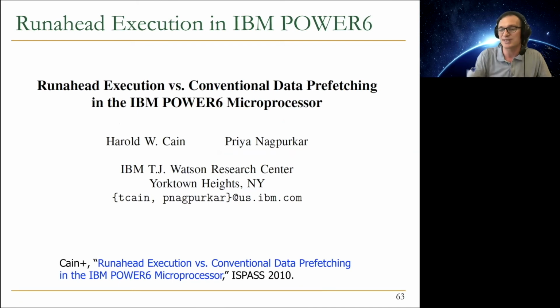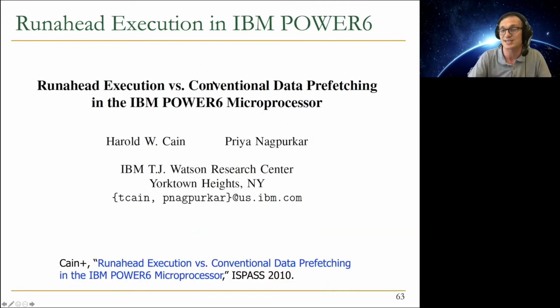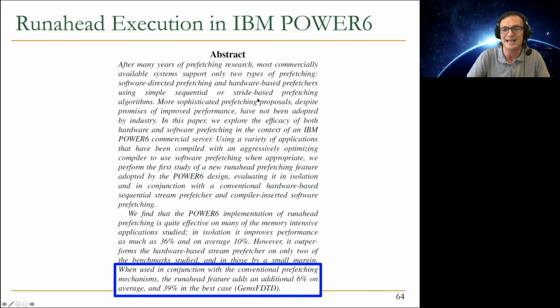So IBM Power 6 also implemented this sort of prefetching. But just to show you, Power 6 actually implements multiple different types of prefetchers. They have a hardware-based stream prefetcher. They also have a Runahead feature. And they both work together well, according to this paper that analyzes both of these types of prefetching. And if you're interested, you can take a look at that.